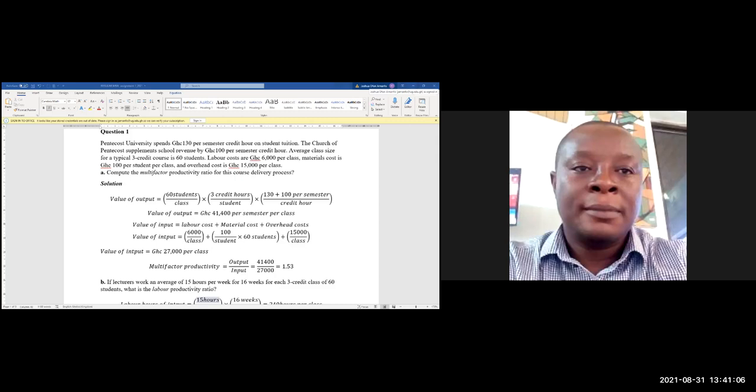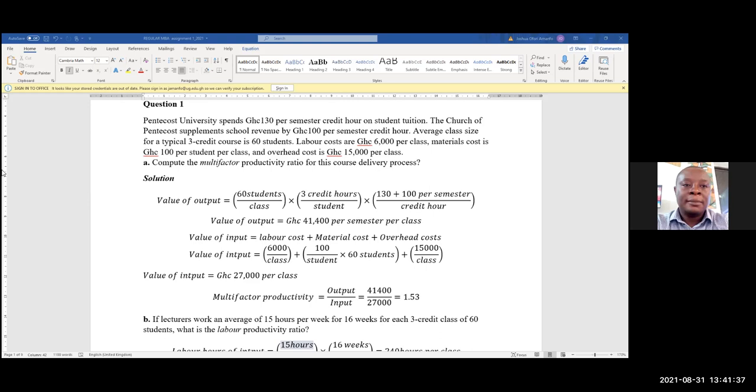We are now looking at the value of input. Productivity, like I said, is your output divided by your input. Depending on the question, you may be asked to find the labor productivity where your input will be labor. You can be asked to find machine productivity where your input will be machine hours or the cost of machines, or how much you spend on the machines. But in this question, we are interested in the value, and it's in terms of money.